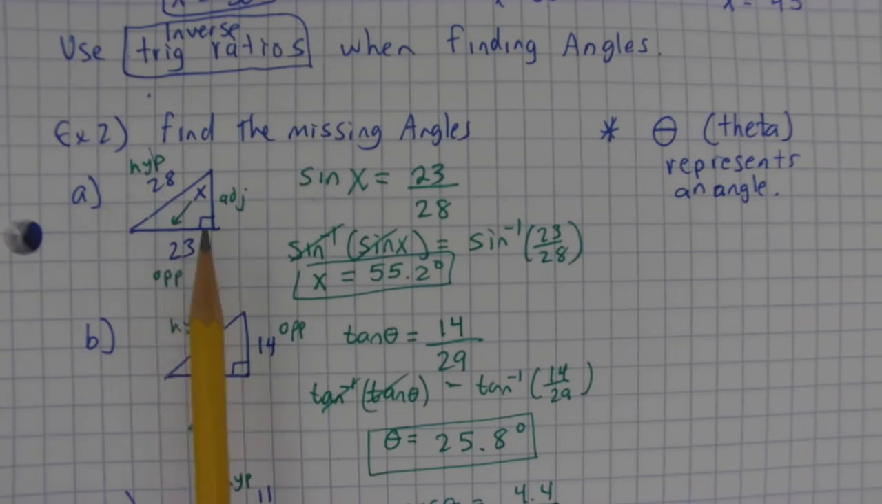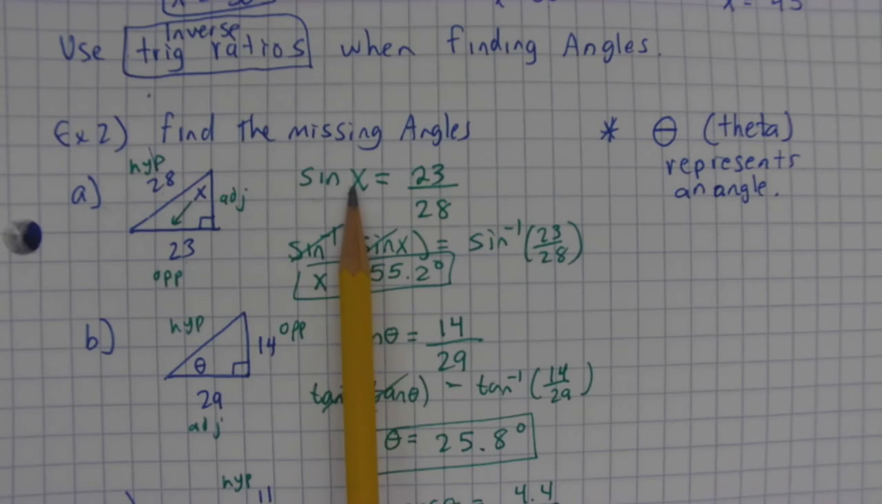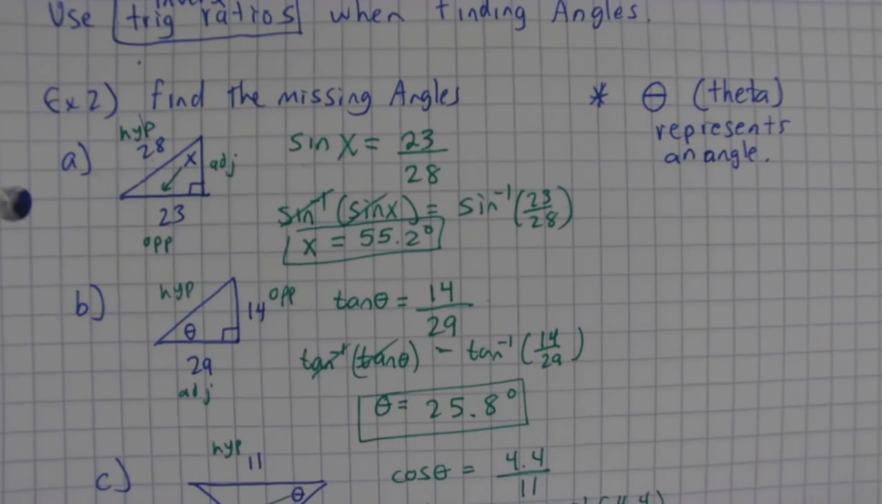So the opposite is 23 and the hypotenuse is 28. Therefore, we put 23 over 28, opposite over hypotenuse. And then to get x by itself, we're going to do what we call the inverse sine. Inverse sine of both sides. You get x equals, you type this into the calculator, 55.2 degrees.